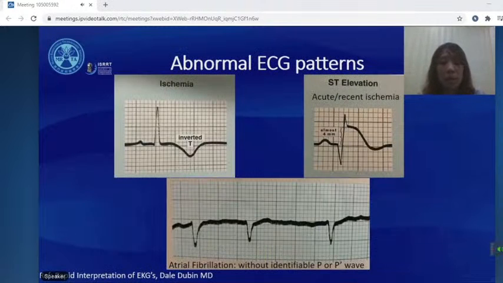And here are some abnormal ECG patterns. If we encounter these kinds of patterns, please be alert to the scanning parameters and whether the patient's vital signs are okay or not. If the patient is undergoing cardiac ischemia, the T wave will be inverted. If the patient has acute or recent ischemia, ST elevation can be seen. In AF, the P waves cannot be seen.